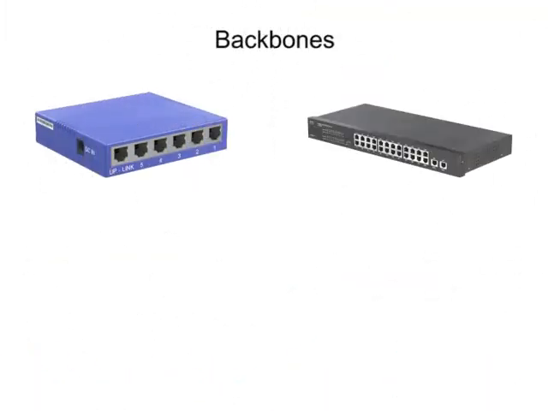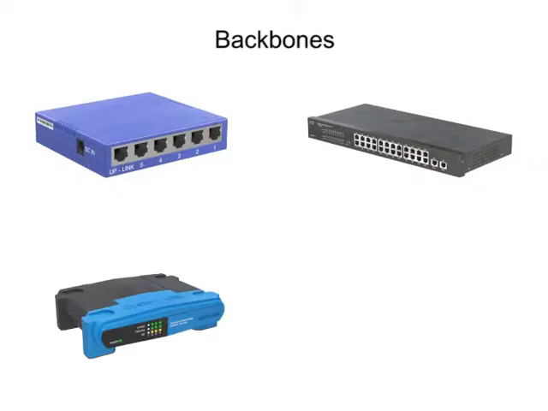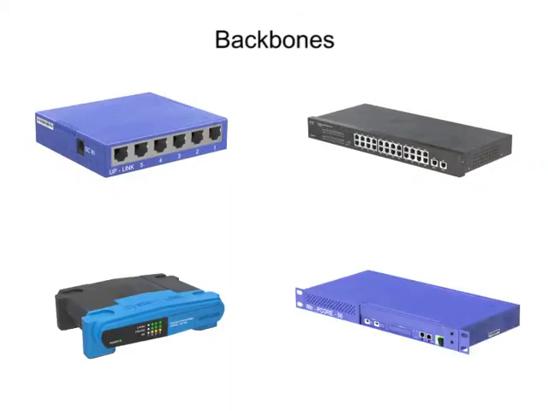Signal flow and data transfer are assisted within a network by various devices known as backbones. The four different backbone devices are hubs, bridges, switches, and gateways. Each device transports data in a specific way.